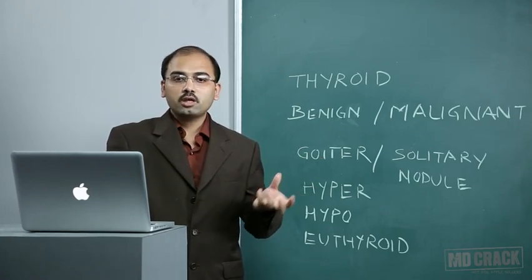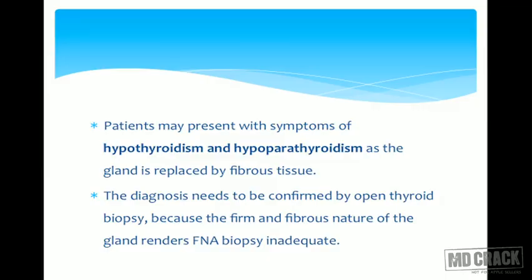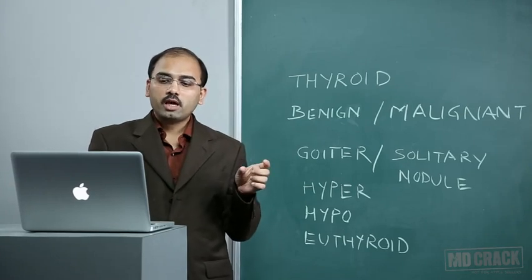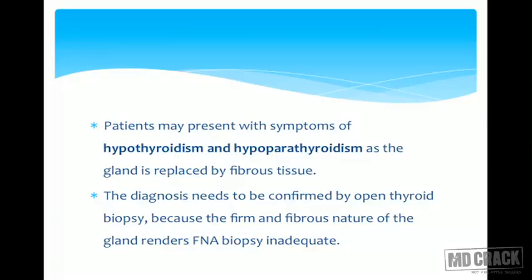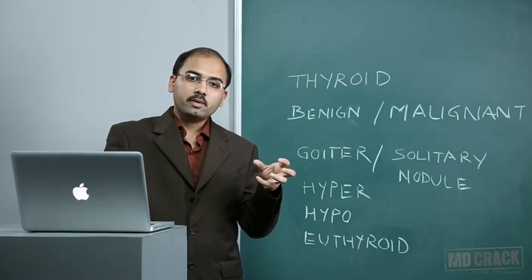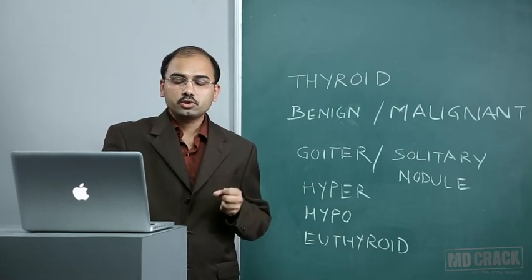as Riedel's thyroiditis. So patients may be presenting with symptoms of hypothyroidism and hypoparathyroidism as the gland is replaced by fibrous tissue. So this is the disease which will be presenting as hypothyroidism. Along with the hypothyroidism, there will be hypoparathyroidism because the blood supply to the parathyroids will also be affected because of entrapment of blood vessels in the fibrous tissue.